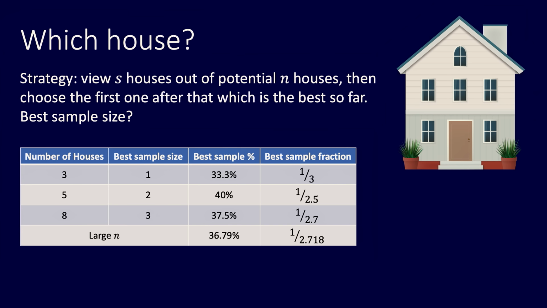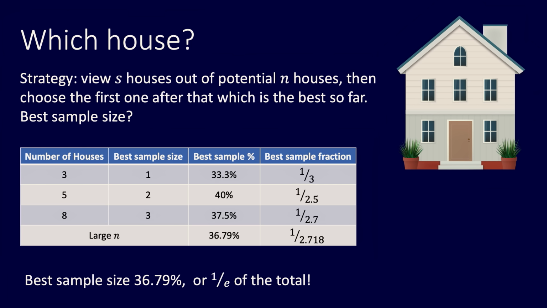Now, depending on what stage of your mathematical knowledge you're at, you might recognize 2.718. It's an approximation to the very, very important mathematical constant called e, which you will encounter at some point in your mathematical career if you haven't already. The best sample size turns out to be 1 over e of the total. Now, this is a nice little fact. It's a lovely fact. Also, this idea is not just for house buying.